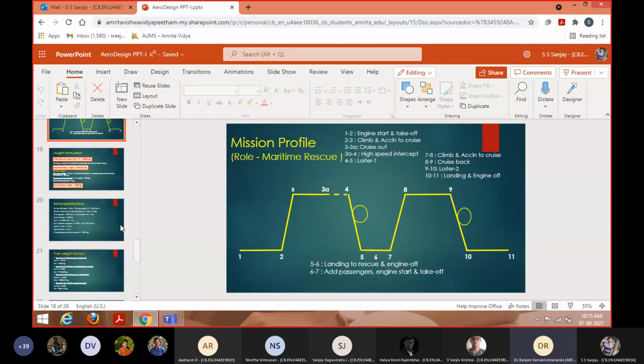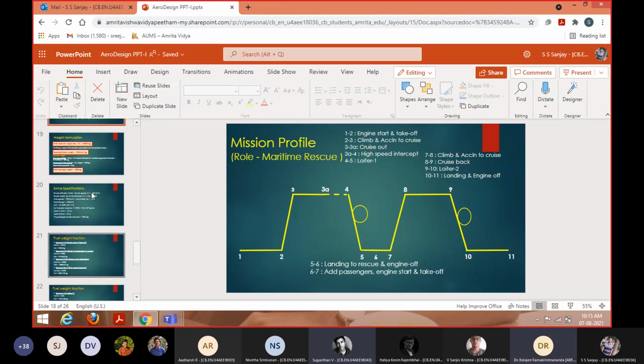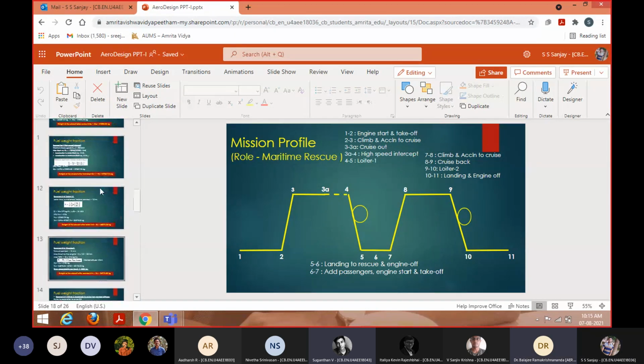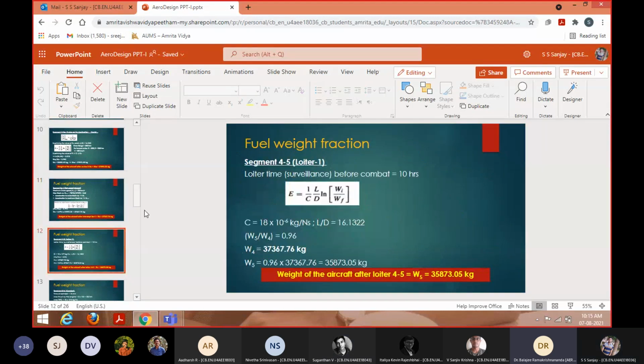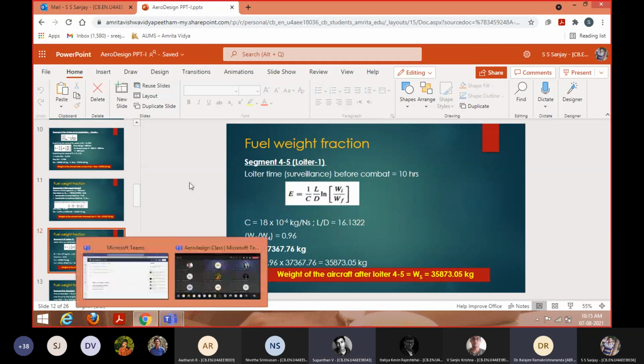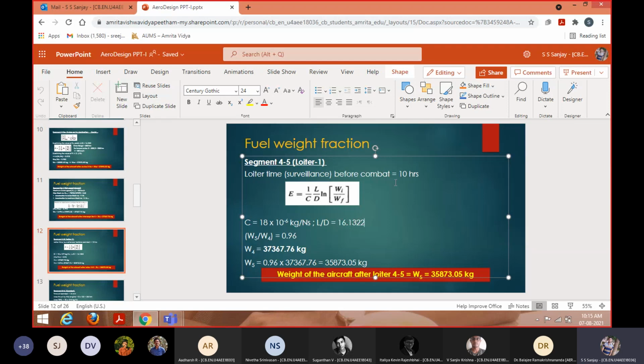Sugandhan, your question? Yes, sir. Sanjay, can you go back to the loiter weight estimation of the combat phase? Okay, just a second. Share your screen. I can see this. Can you say what L by D you used here? L by D is what I have estimated initially, that is 16.1322. But for the cruise and this, you have used different L by D. No, I'm using the same L by D.